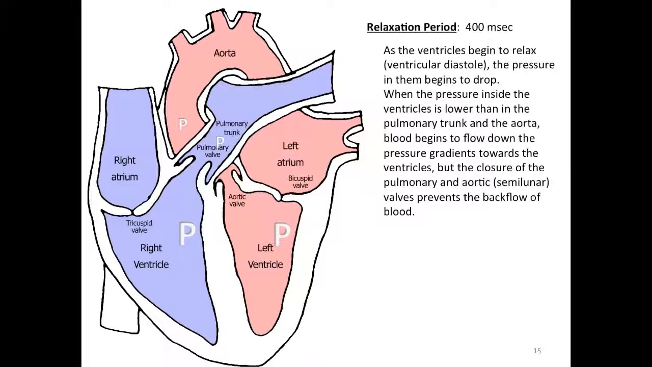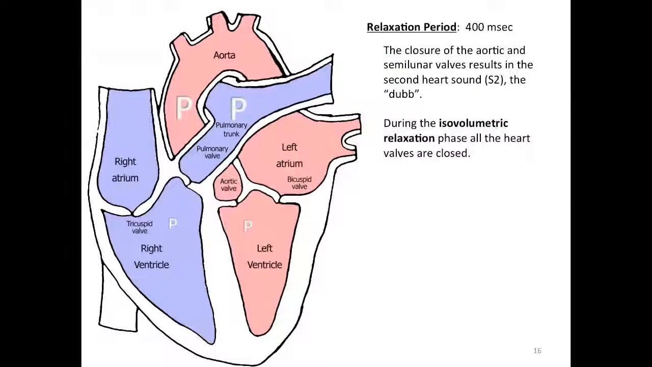Relaxation period, 400 milliseconds. As the ventricles begin to relax, ventricular diastole, the pressure in them begins to drop. When the pressure inside the ventricles is lower than in the pulmonary trunk and in the aorta, blood begins to flow down the pressure gradients towards the ventricles. But the closure of the pulmonary and aortic semilunar valves prevents the backflow of blood. The closure of the aortic and pulmonary semilunar valves results in the second heart sound, S2, the dub. During the isovolumetric relaxation phase, all the heart valves are closed.